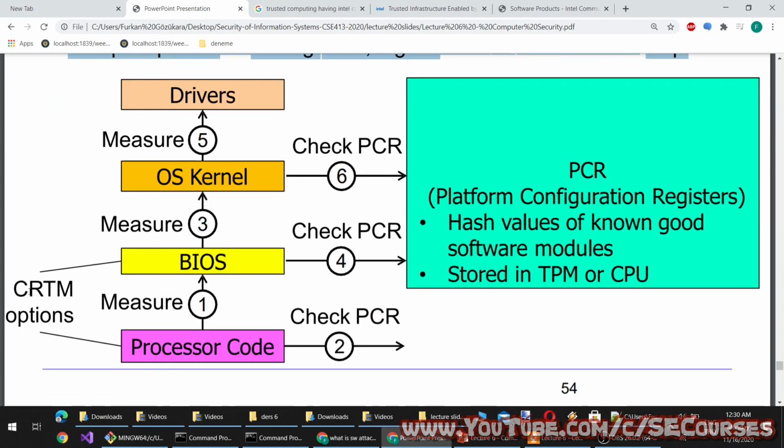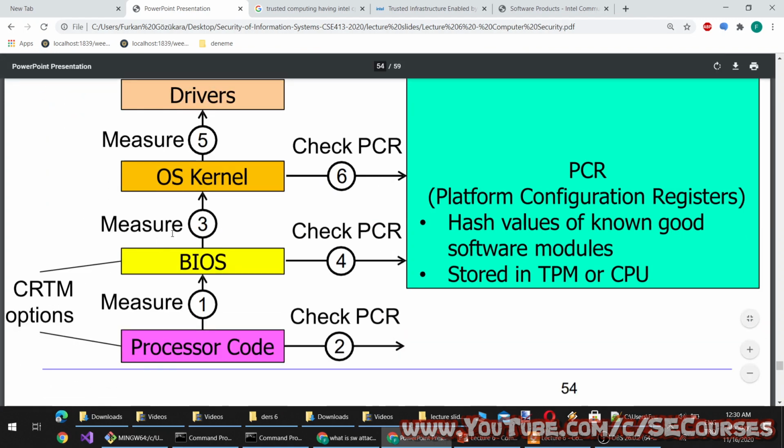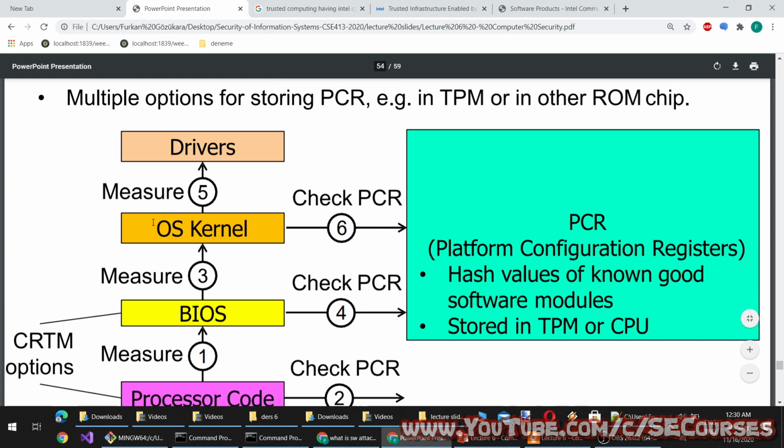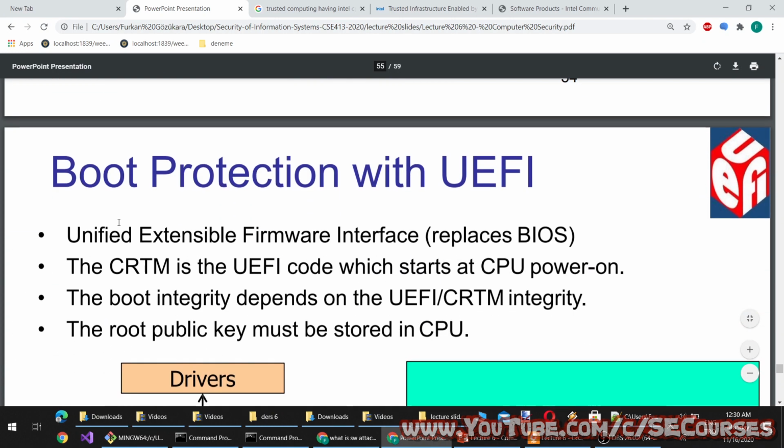Okay, so there are CRTM options. It checks processor code, measure, check PCR; BIOS, measure, check PCR; OS kernel, check PCR, measure drivers. PCR, platform configuration registers, hold hash values of known good software modules stored in the TPM or CPU.